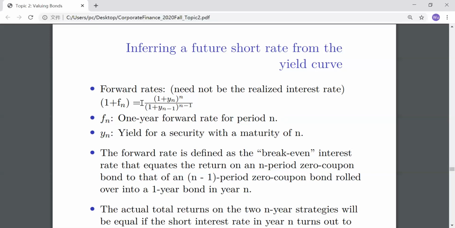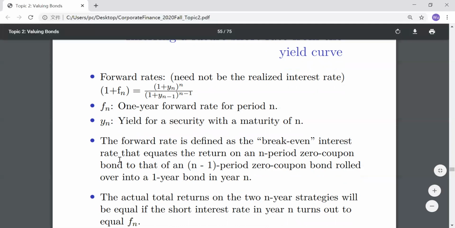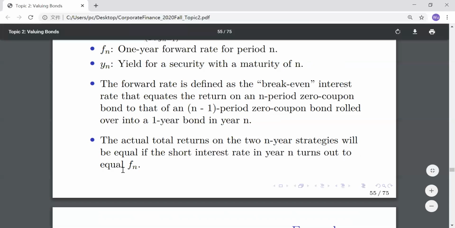So again, this equation is still coming from the competition condition, or no arbitrage condition, which is that all bonds offer the same rate of return. That's why the forward rate is the break-even expected interest rate that equates the return on an n year zero coupon bond to that of an n minus 1 period zero coupon bond rolled over into a 1 year bond in year n. So this is what I just talked about. The actual total return on the two strategies will be equal if the short interest rate in year n turns out to be equal to fn.